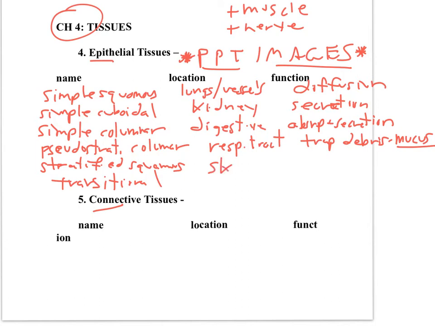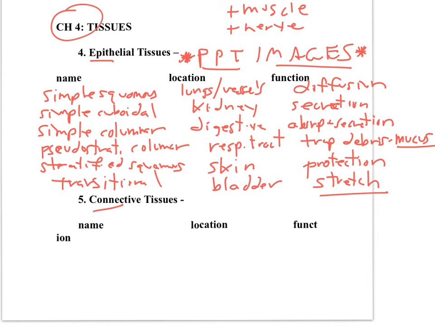Stratified squamous is found in the epidermis of the skin, where its multi-layered structure allows for protection. Transitional tissue was specialized tissue found only in the bladder, and if you recall, this tissue stretches to accommodate changes in volume that would take place in your bladder as you are studying for your midterm and forget to take a bathroom break.